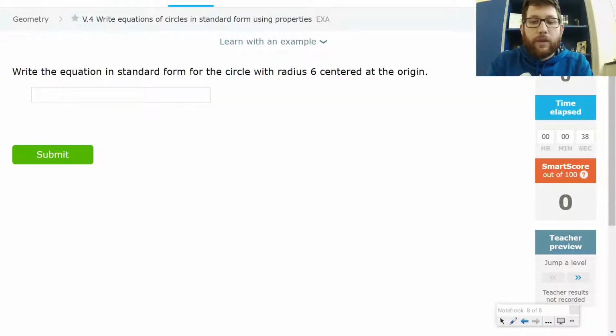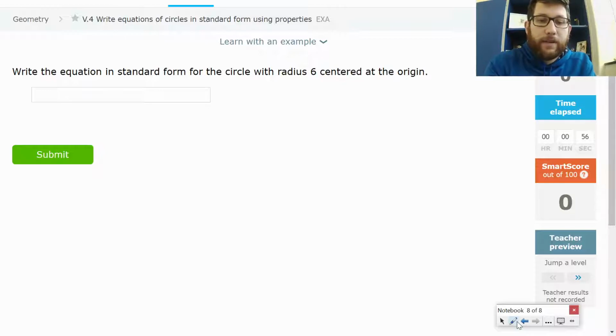In this video, we're going to take a look at writing the equation of a circle given some information about the circle. And this is going to be V4 from IXL in geometry. So let's take a look. Notice what they give us. Write the equation in standard form for a circle with a radius of 6 and centered at the origin.